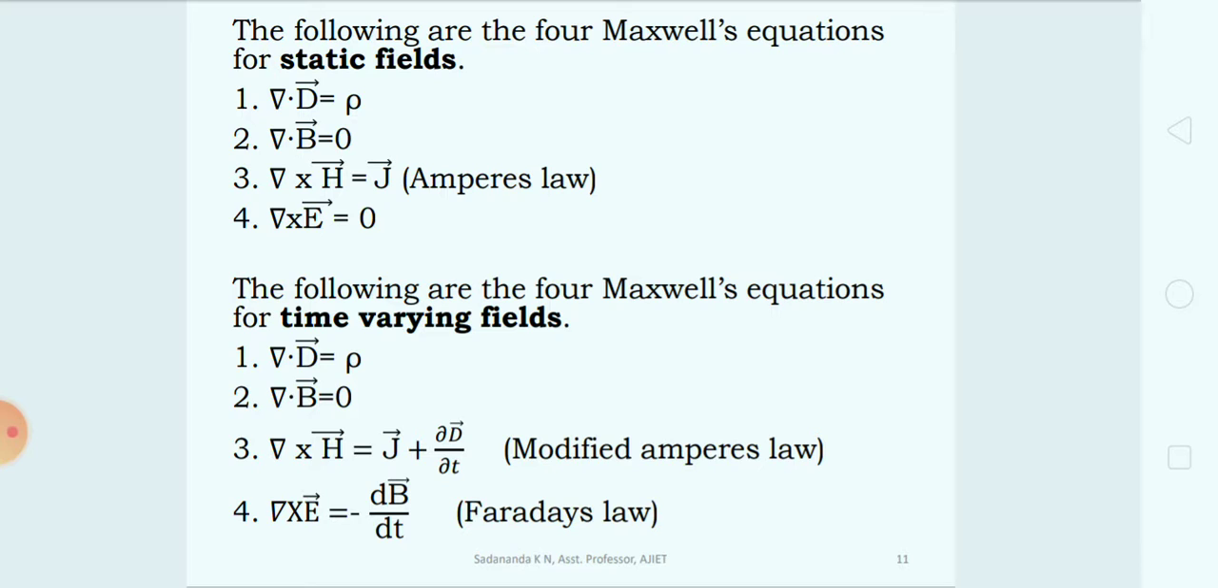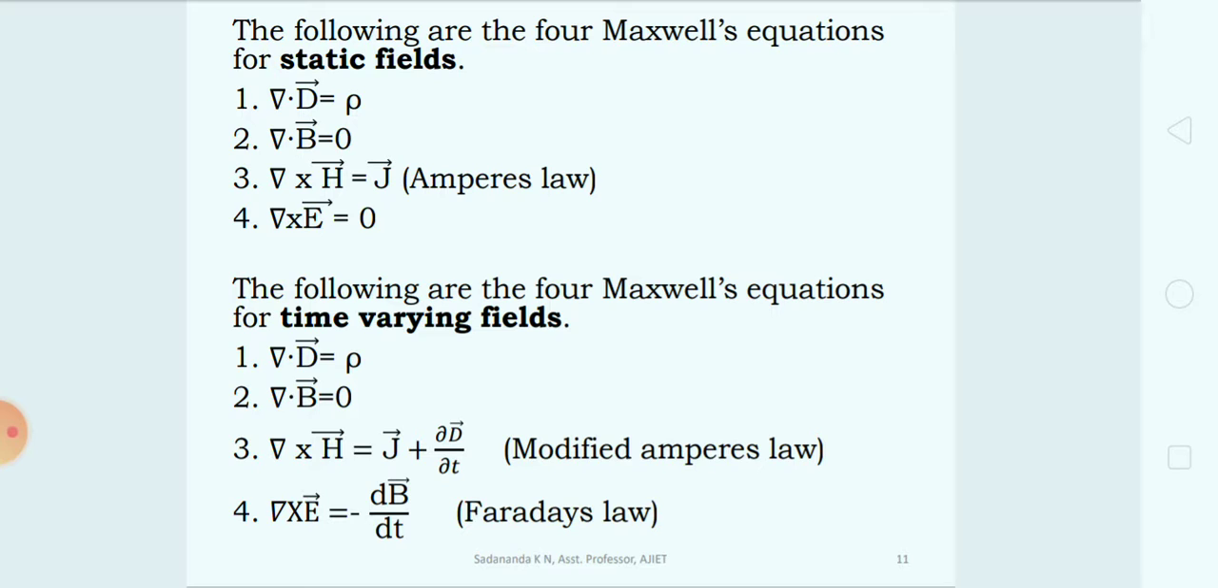These are the four equations under static conditions. Now let us go for the time varying conditions, which means with respect to time varying conditions, how Maxwell's equations are going to change. The first and second equation are similar. There is no change in the form of the equations. That is, divergence of vector D is equal to rho v, and divergence of vector B is equal to 0.